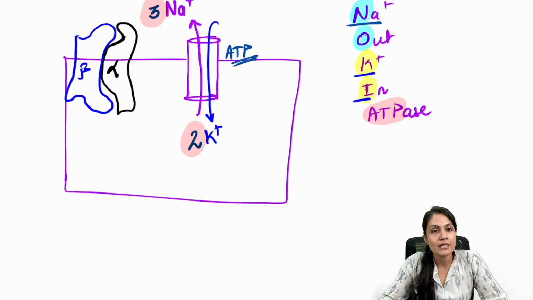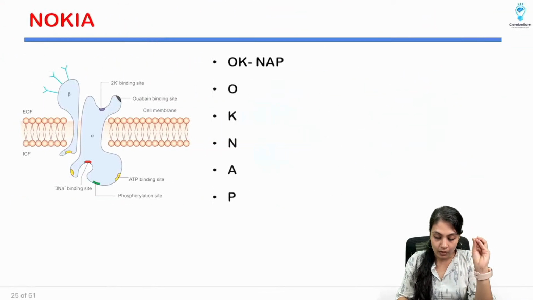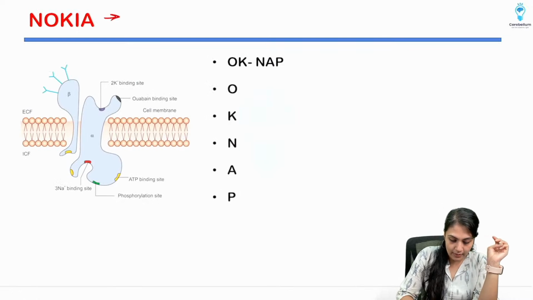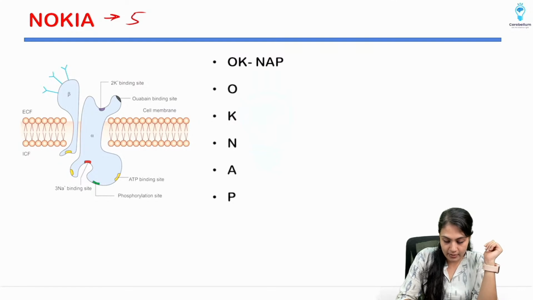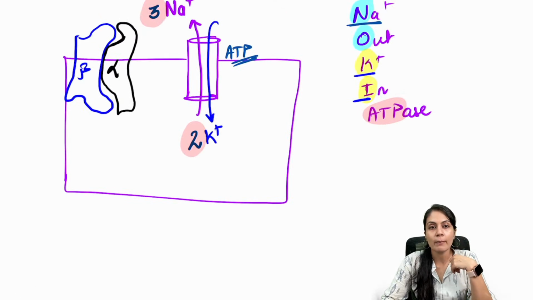There is going to be an alpha subunit and a beta subunit, and there are going to be 5 different binding sites, right? The sodium potassium ATPase has 5 binding sites. Now if I ask you on which of these subunits it is going to have these 5 different binding sites.